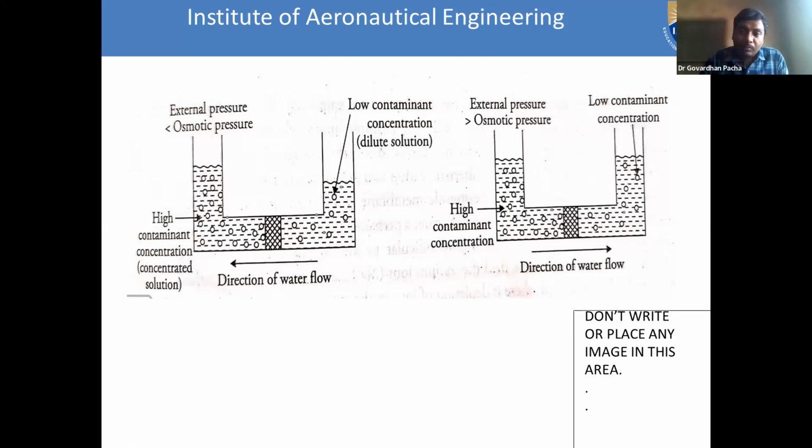And how much external pressure is required? Nearly 10 to 14 kg per centimeter square. So that external pressure is required for reverse osmosis. Then only the flow of the solvent molecules takes place from higher concentration to lower concentration, when both are separated by a semi-permeable membrane. So this is about osmosis and reverse osmosis.